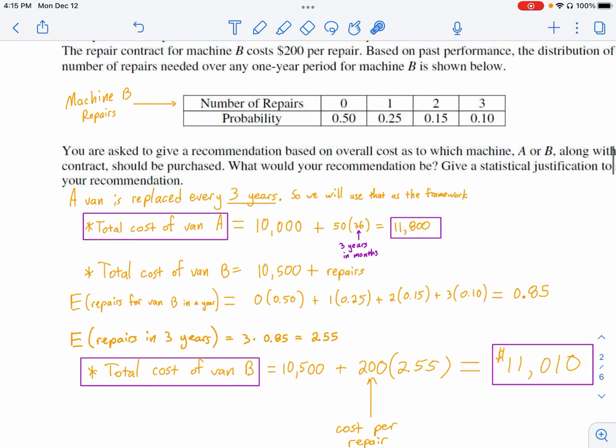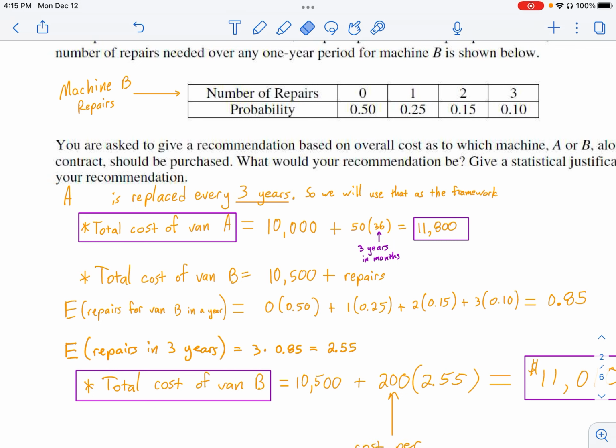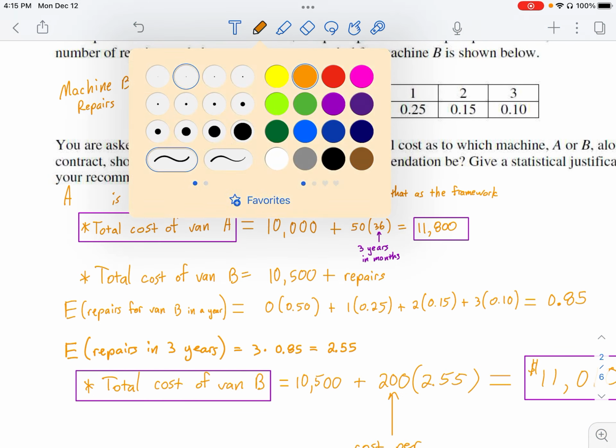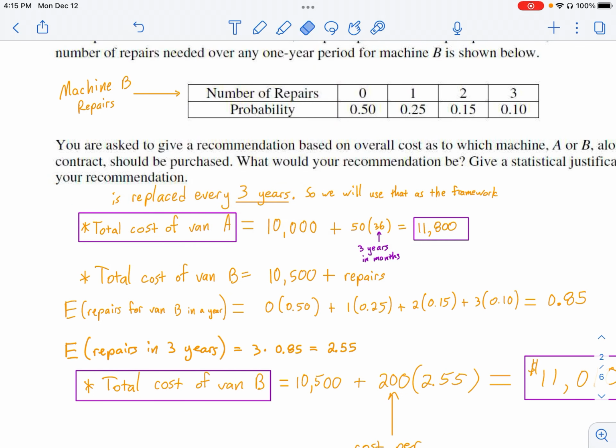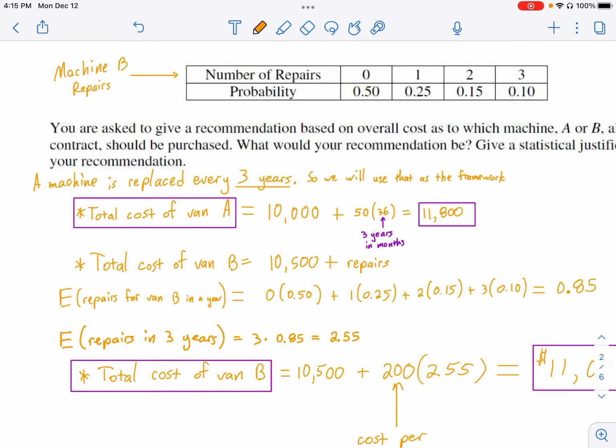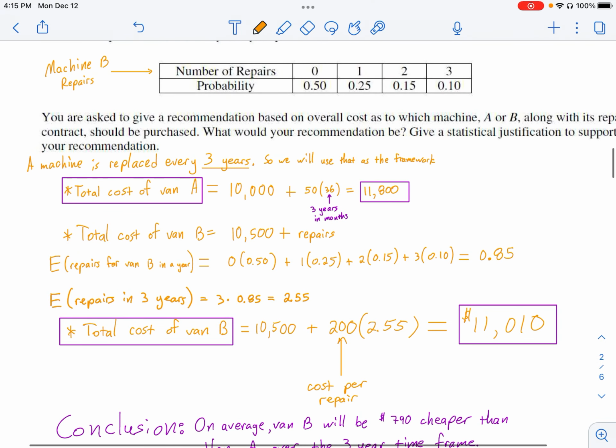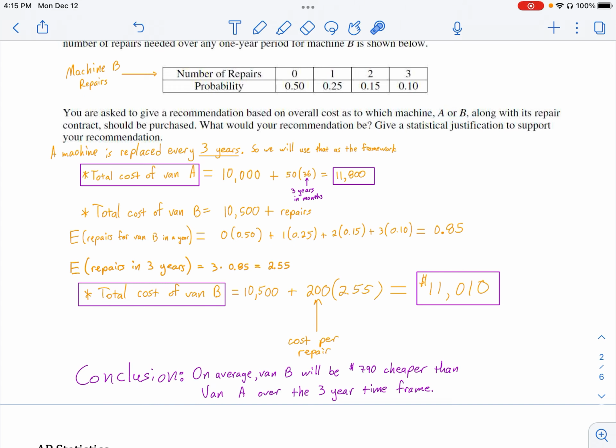Okay. I don't know why I did this. Why did I say a van? They're not vans. It's a machine. A machine is replaced every 3 years. So we use that as our framework, okay? We're going to give a recommendation as to which machine, A or B, including the repairs, should be purchased.